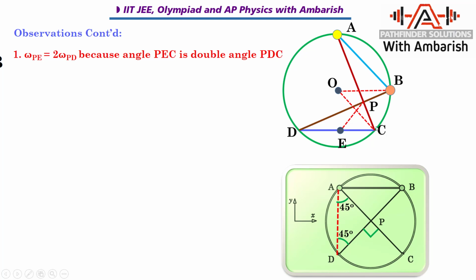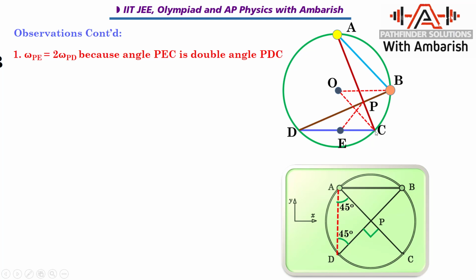Now the first observation that we can see here is that omega of P about E should be equal to twice the omega of P about D. So what do we mean by this? So omega of P about E. You can see that angle PEC is going to be double the angle PDC, right? Why? Because this is a semicircle and EP is the radius and ED is the radius, so DEP is an isosceles triangle, and therefore angle PDE and angle DPE are both equal, and their sum should be equal to the exterior angle, that is PEC.